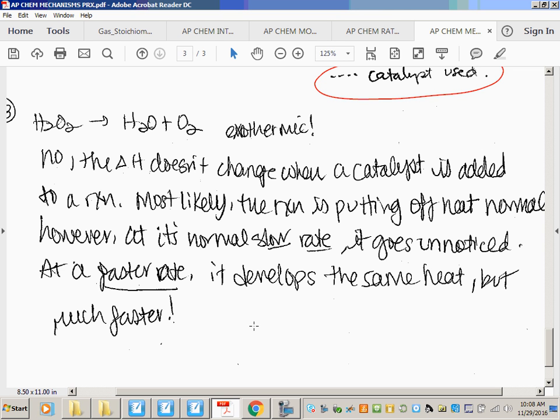I guarantee that is on your test. It is in the same set of questions where you have to draw your graph. You cannot get that wrong because it doesn't change the start and end. It only changes the path in between. The pathway is how the catalyst is going to be impacting the rate of reaction.